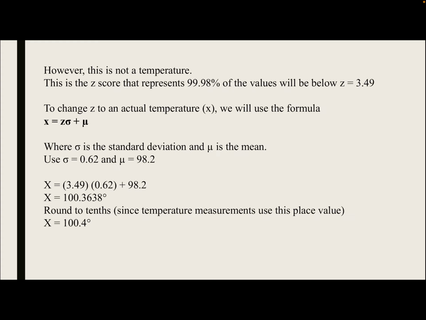However, this is not the temperature. That's the z-score that represents 99.98% of the values. So to change it to x, we use that formula, plug in the standard deviation and the mean that we're given, multiply and add, and round to tenths, since temperature measures use that place value.